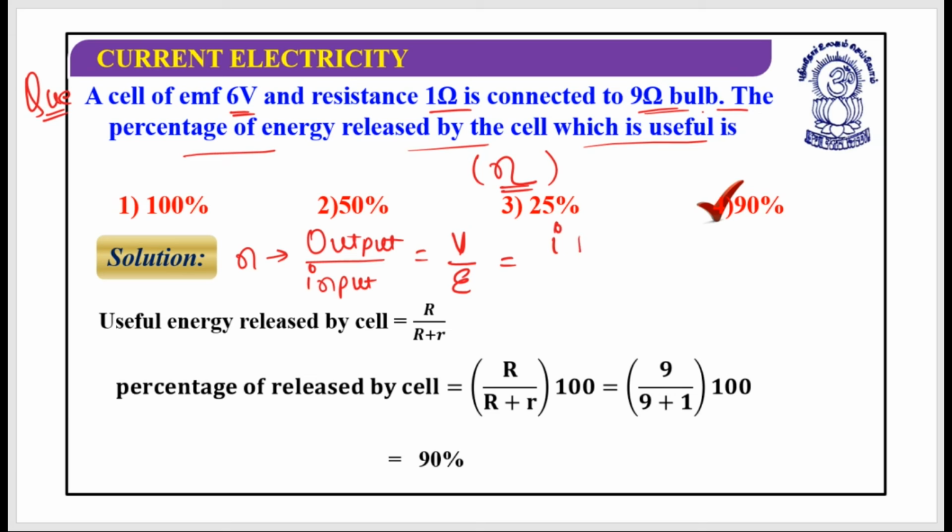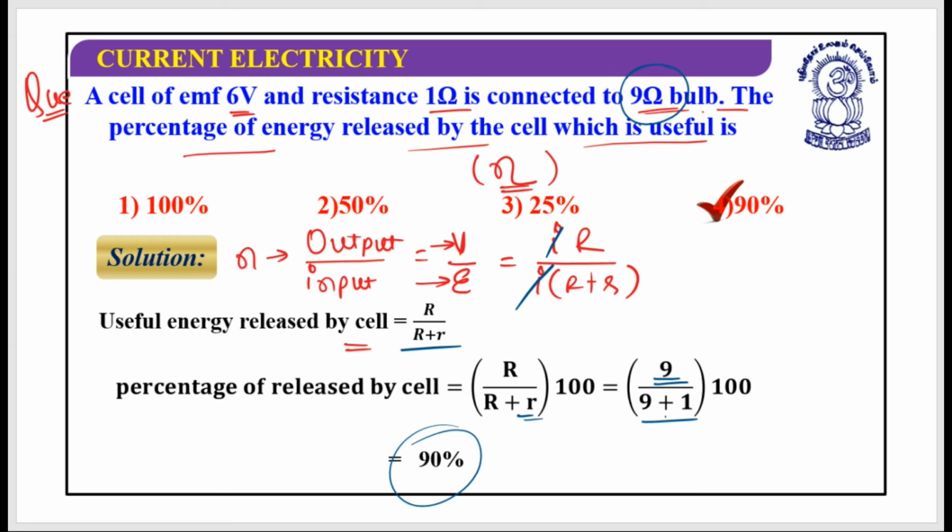So what is output? It's I into R. And what is E? It's I into (R plus r). So it is just the ratio of the terminal voltage to the EMF of a cell. It's V by E. So the useful energy released by the cell, if I cancel this I, is R divided by R plus r. Now what is the value of R? External resistance is 9 ohm, and internal resistance is 1 ohm. 9 plus 1 is 10. So this is 9 by 10 into 100, which is 90%.